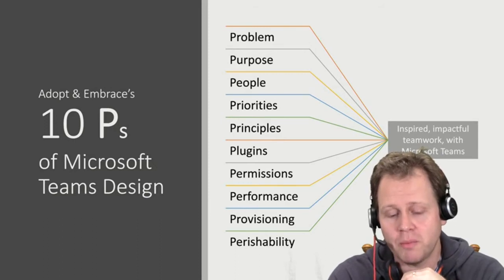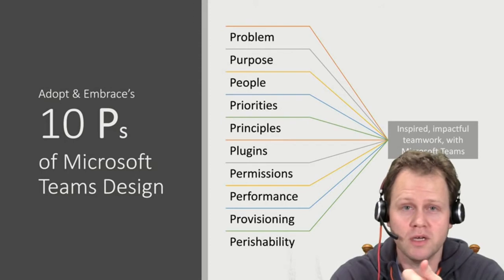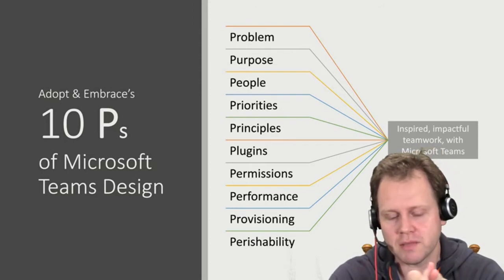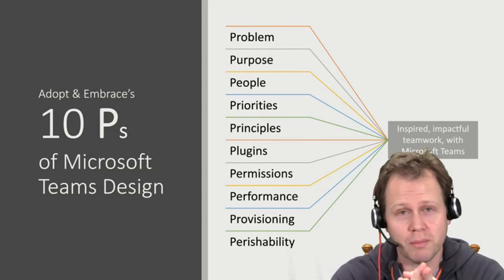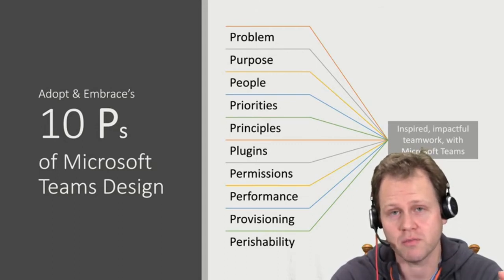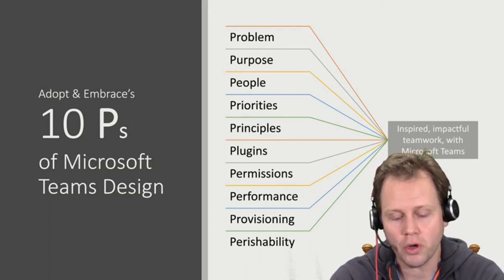So far we've got problem, purpose, and people. We want to solve one problem per team. If you've got more than one problem, you can break it into 2 or 3 different teams. You want to have one clear purpose per team. And if you've got more than one purpose, it's probably best to break it into smaller teams, each with its own specific purpose. And then from a people point of view, depending on the different information security needs of those people, we can think about whether or not we break that into separate teams.